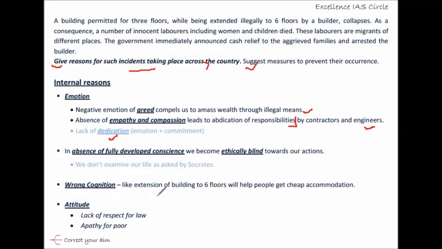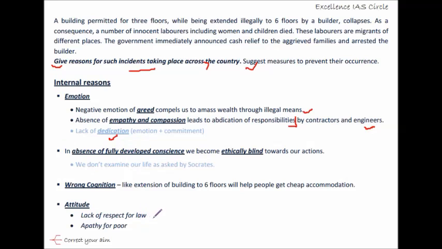Then quickly we'll come down to the third reason, wrong cognition. People might be developing wrong cognition like extension of building to six floors will help people get cheap accommodation. Suppose this is the information that you are carrying, then that will not create any guilt in you that you're doing something illegal. You think that you're doing a favor to people. You would think that you're doing something noble, right? So that is another reason as to why people do unethical acts without any guilt, with impunity.